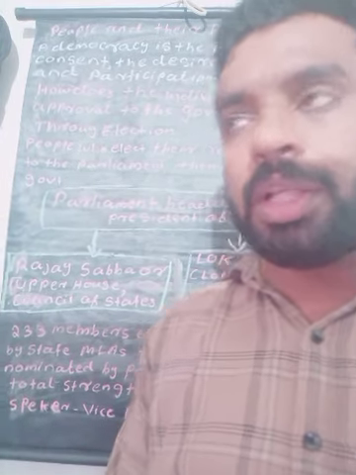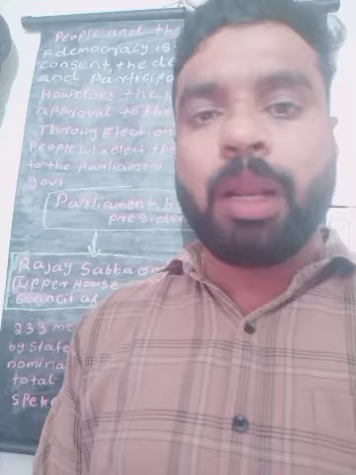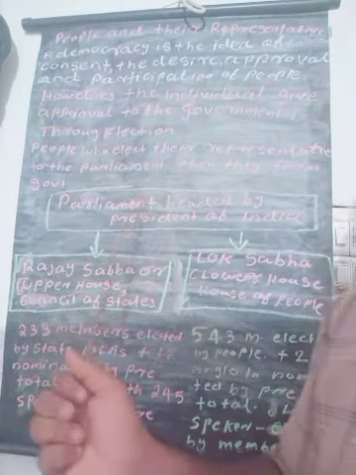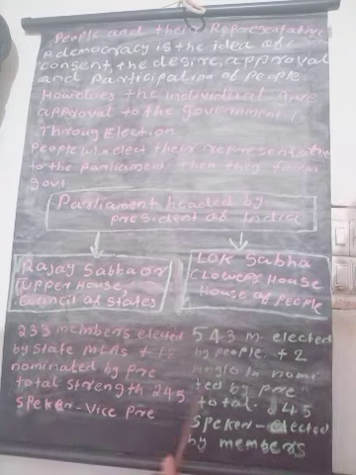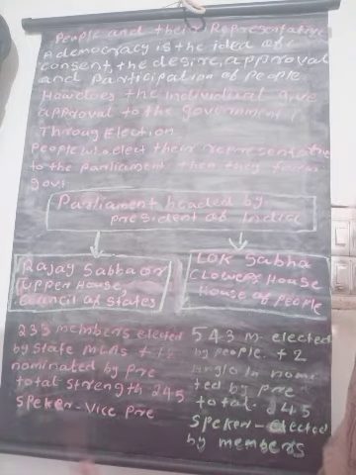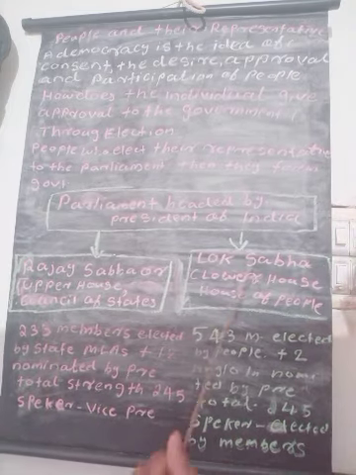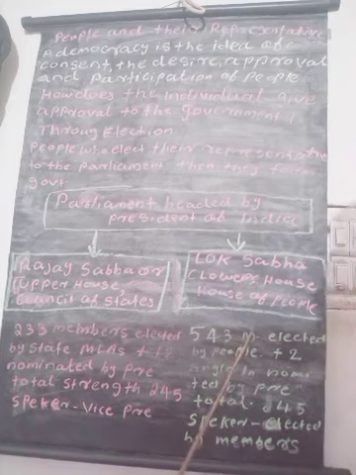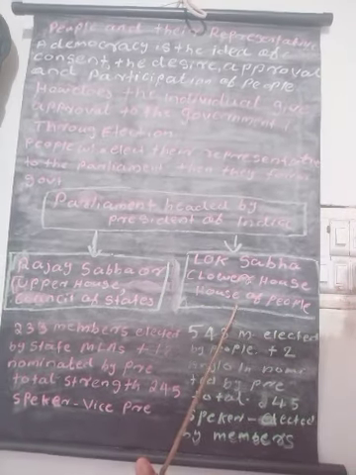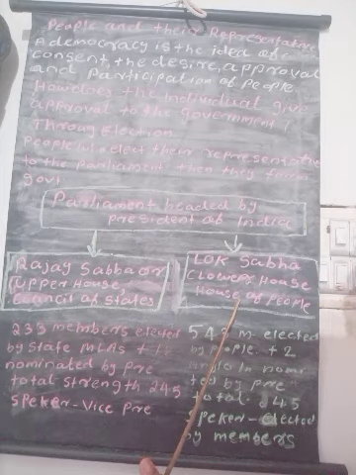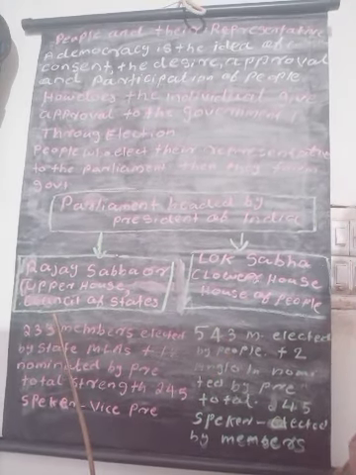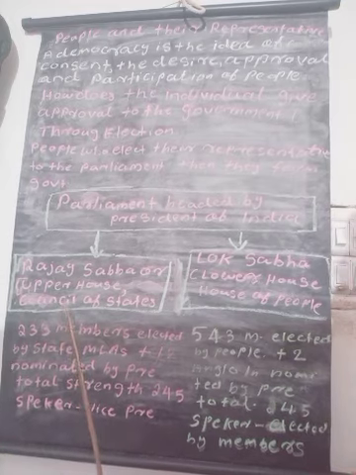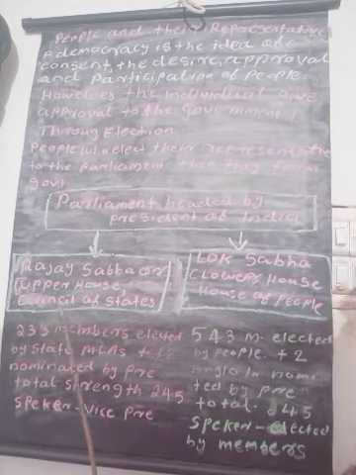I think you understood the structure of the Parliament. First of all, the Parliament is headed by the president, and it has two houses, Rajya Sabha and Lok Sabha. Rajya Sabha is known as the upper house or Council of States, and Lok Sabha is the lower house, House of People, because the members of Lok Sabha are elected by the people. The members of Rajya Sabha are elected by state legislative members. That is why it is known as the Council of States.